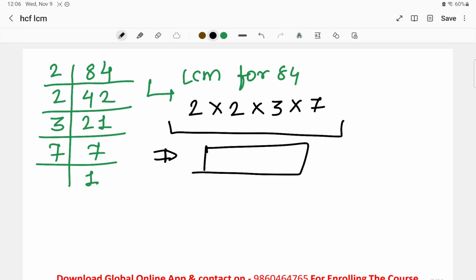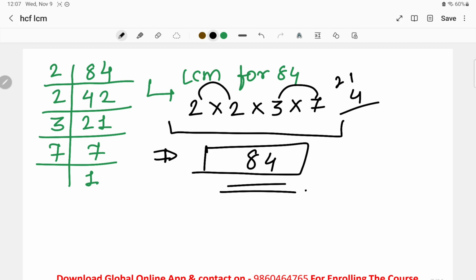So here what we have done is 2 into 2 into 3 into 7. 7 3s are 21 and 2 2s are 4. So this will give us 84. 2 2s are 4, 7 3s are 21, 21 4s are 84. This is how we are getting 84 here also. It means that this is how we calculate.